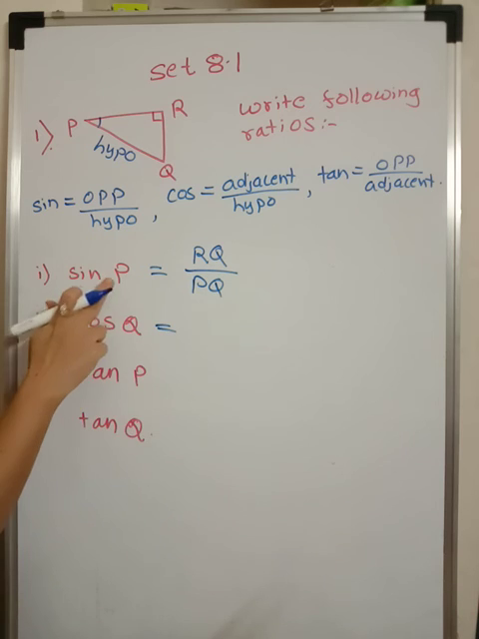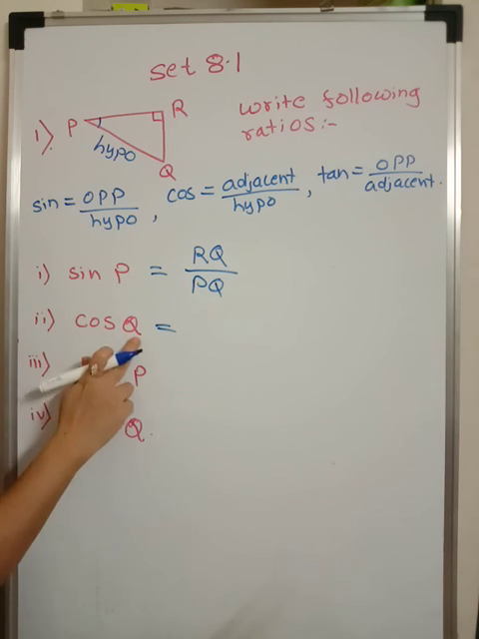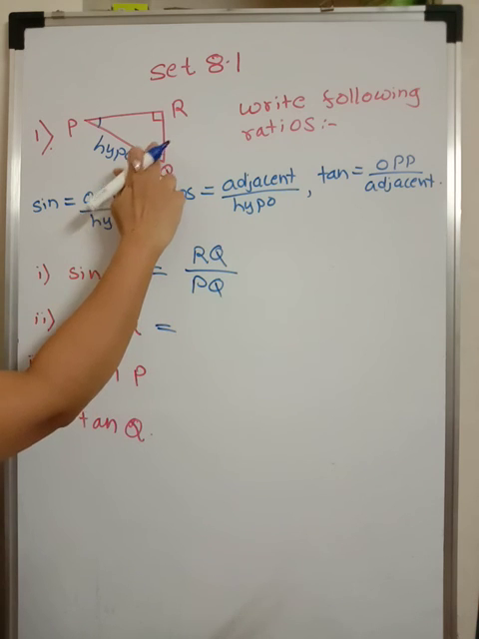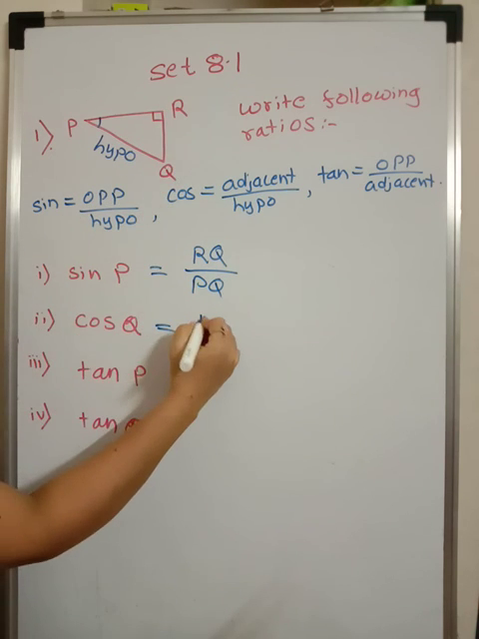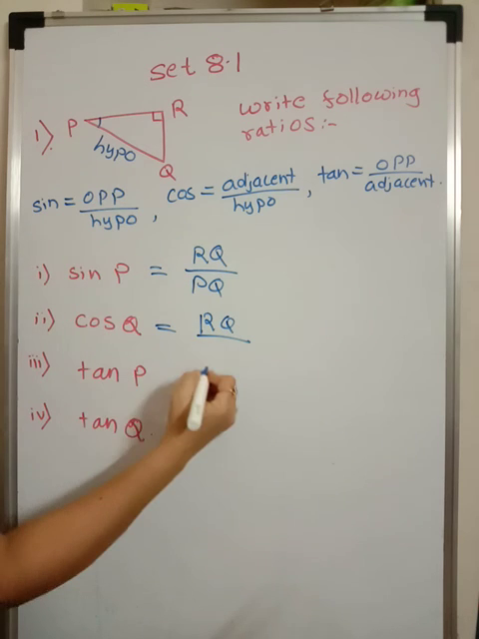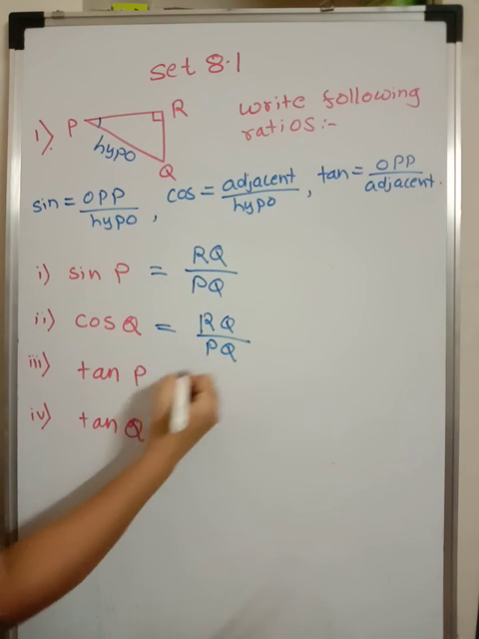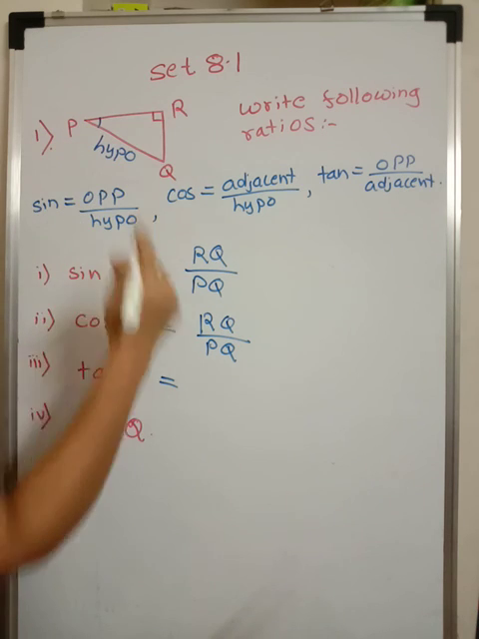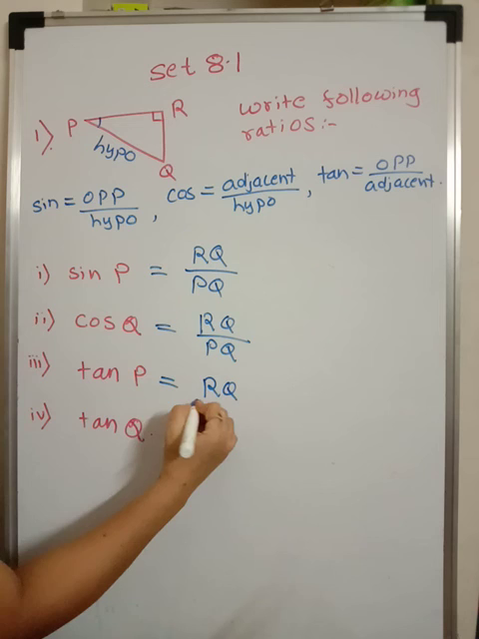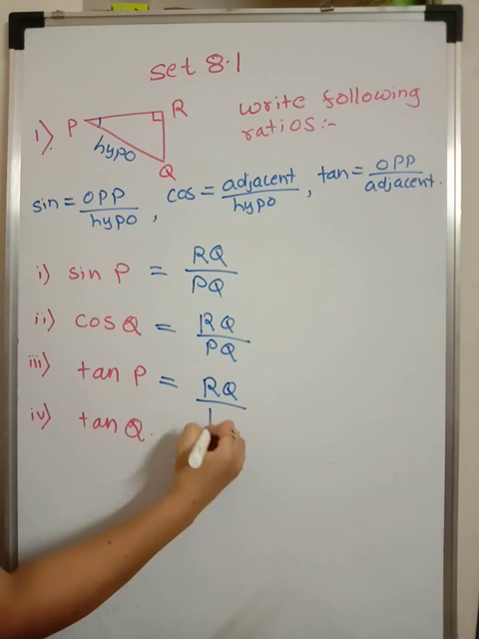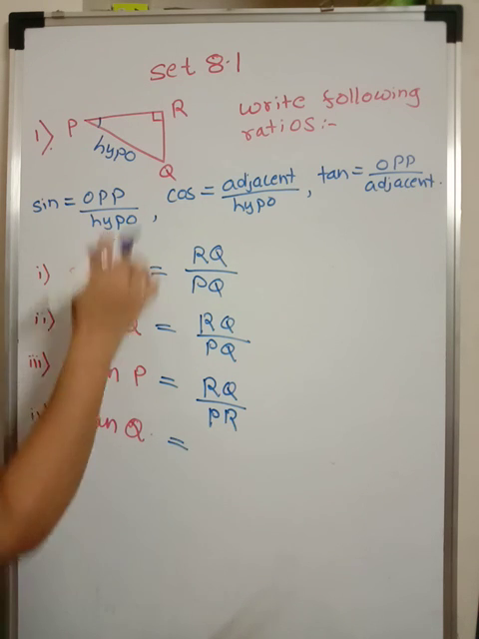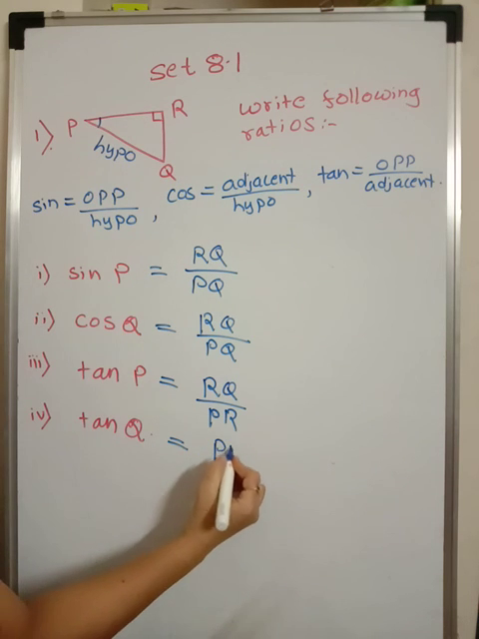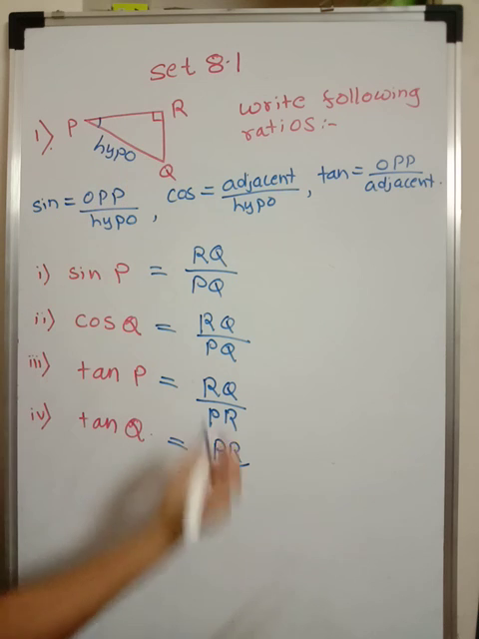Okay. Now they have asked, look at this angle very carefully. Now it is cos Q. Q is this. Cos is what? Adjacent upon hypotenuse. For this, the adjacent side is RQ. So again you have RQ upon hypotenuse PQ. Now tan of P, opposite side upon adjacent side. So opposite to this is RQ, upon adjacent, what is it? PR. And what is tan of Q? Tan of Q, opposite to this is PR upon adjacent RQ.